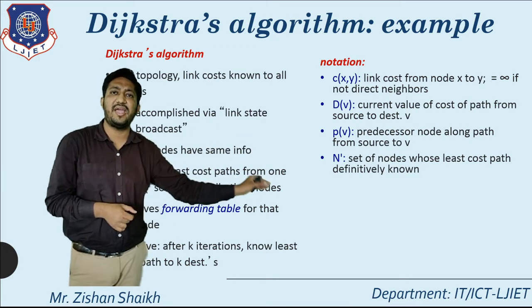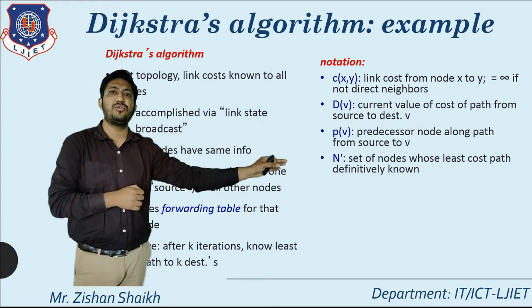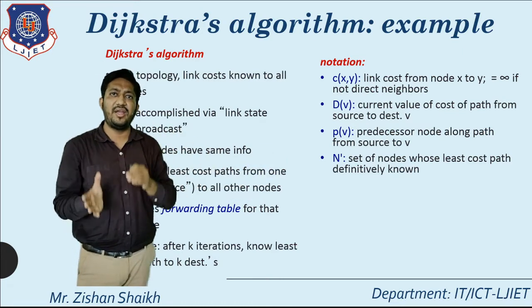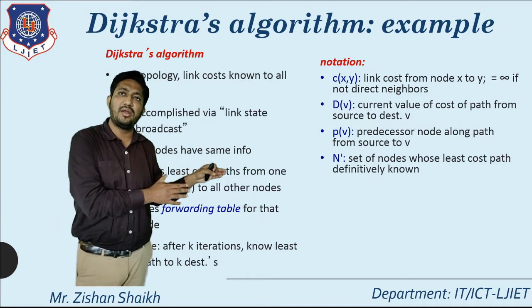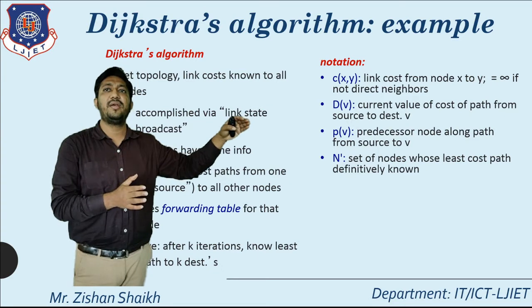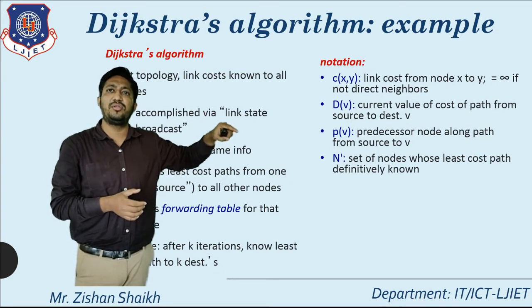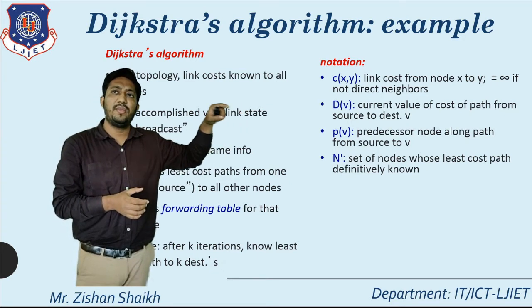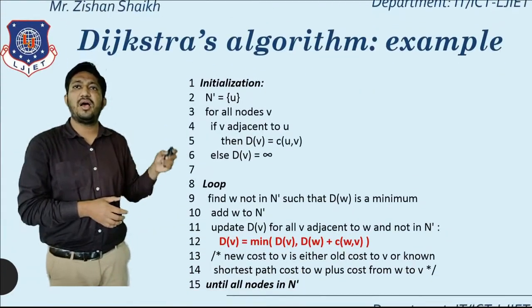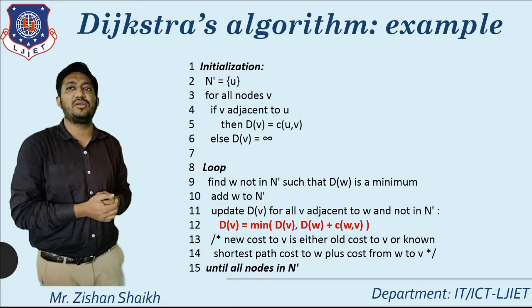And the last one is N dash. The N dash set is the set of nodes whose least cost path is definitively known by the particular node. Suppose you want to move from x to y to z, then which paths we can go through will be identified by N dash. So let's move to the algorithm and the steps of the discussed algorithm.